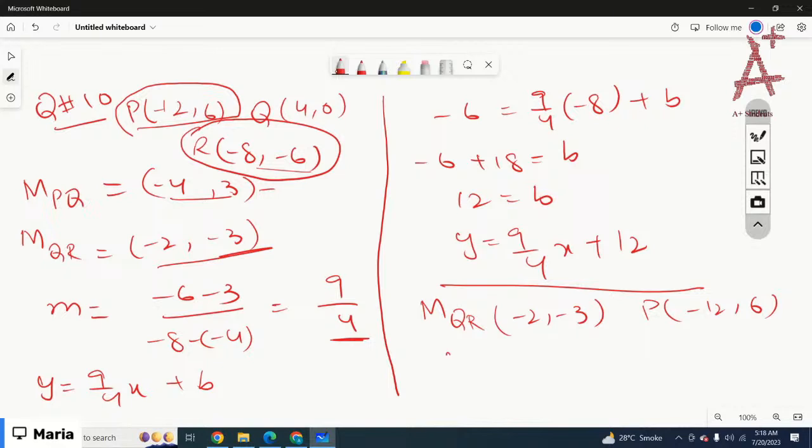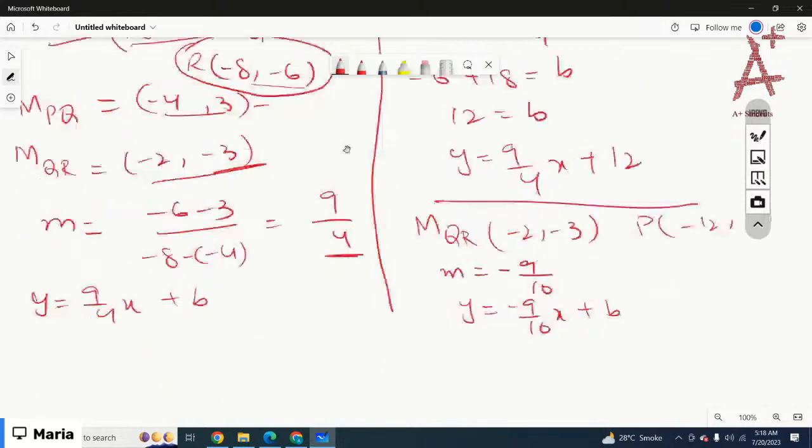The slope is 6 minus negative 3, that is 9, over negative 12 minus negative 2, that is negative 12 plus 2, that is negative 10. So the slope is negative 9 over 10. So the equation is y equals negative 9 over 10 x plus b. Now use the point negative 12 and 6 and calculate the other equation. Got it? Okay, let me just calculate the other equation.